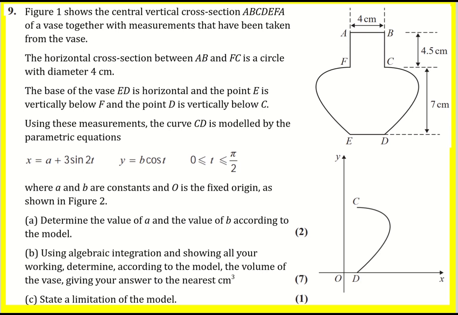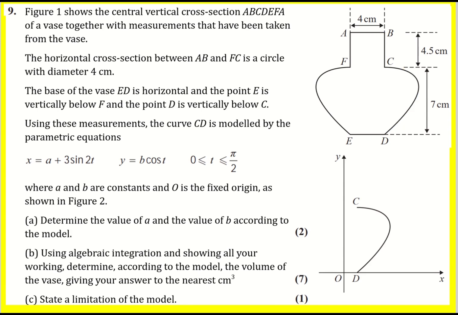Figure 1 shows the central vertical cross-section, A, B, C, D, E, F, A, of a vase together with measurements that have been taken from the vase. The horizontal cross-section between A, B, and FC is a circle with diameter 4. That is implying that this is a volume of revolution question. We are taking this curve here and rotating it around the y-axis.